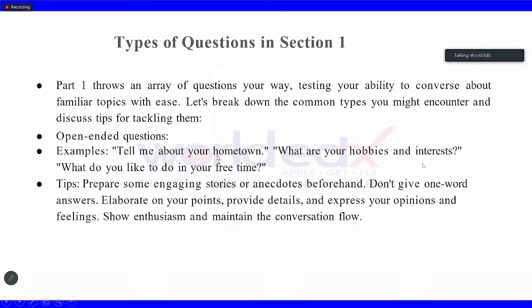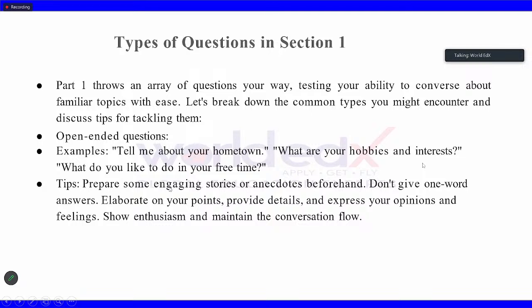Now, what are the types of questions that are asked in section 1? So part 1 throws an array of questions your way, testing your ability to converse about familiar topics with ease. Let's break down the common types you might encounter and discuss tips for tackling them. There are the open-ended questions like, tell me about your hometown. What are your hobbies and interests? What do you like to do in your free time?